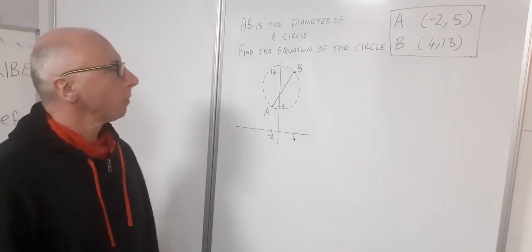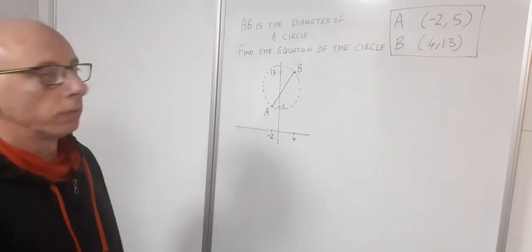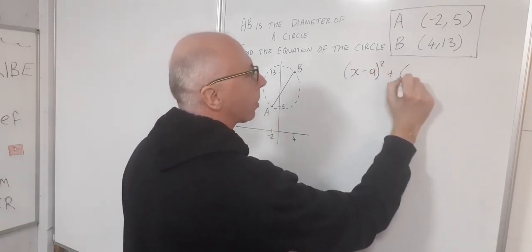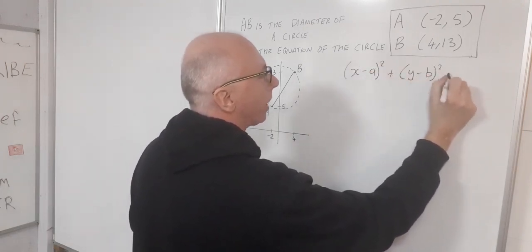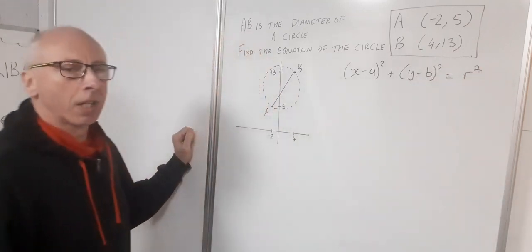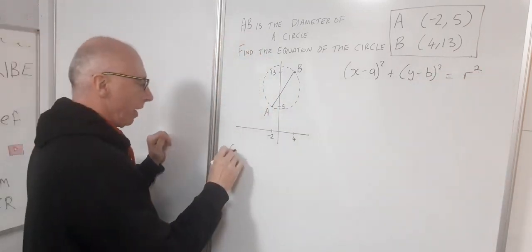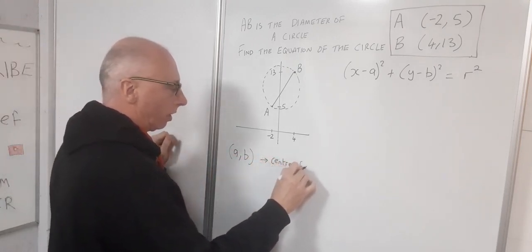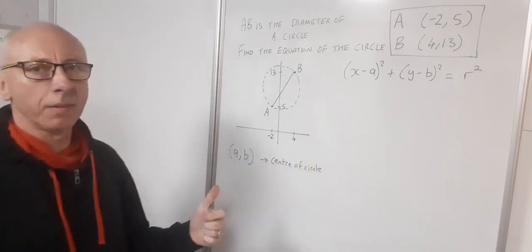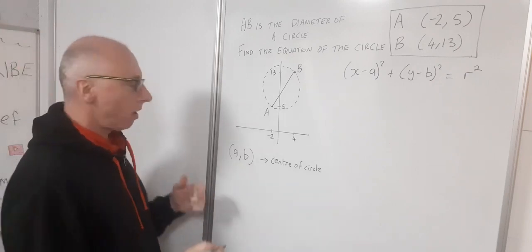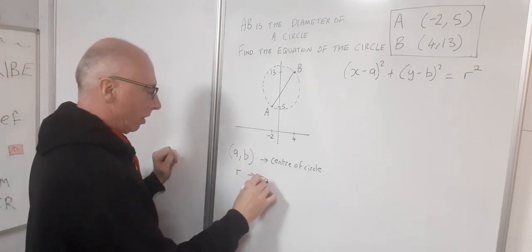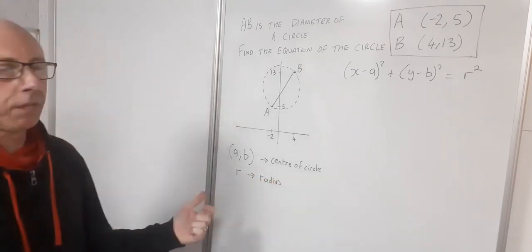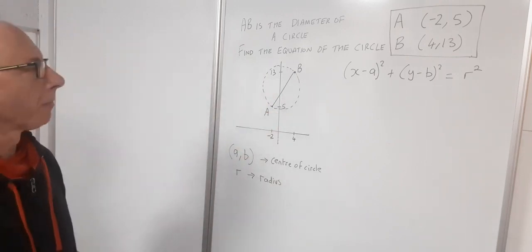Okay, now first of all, what's the equation of a circle? So the equation of a circle is x minus a squared plus y minus b squared equals r squared. So what we've got here is a comma b, that's the centre of the circle, and I've got my r squared, that's my radius squared, so therefore r is the radius. So from this information I may be able to find out what the equation of this circle is if I can find the centre point.